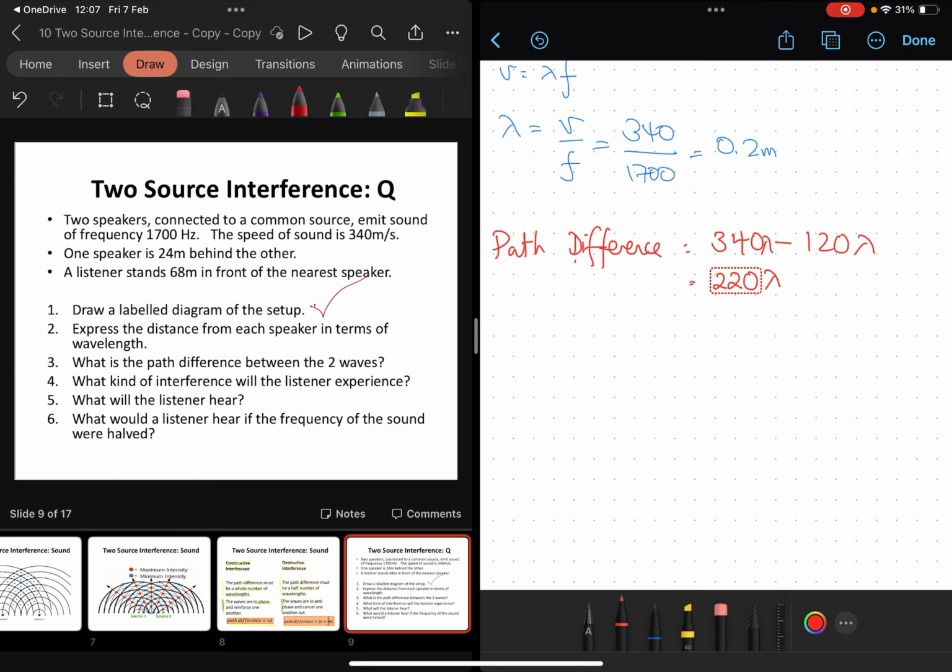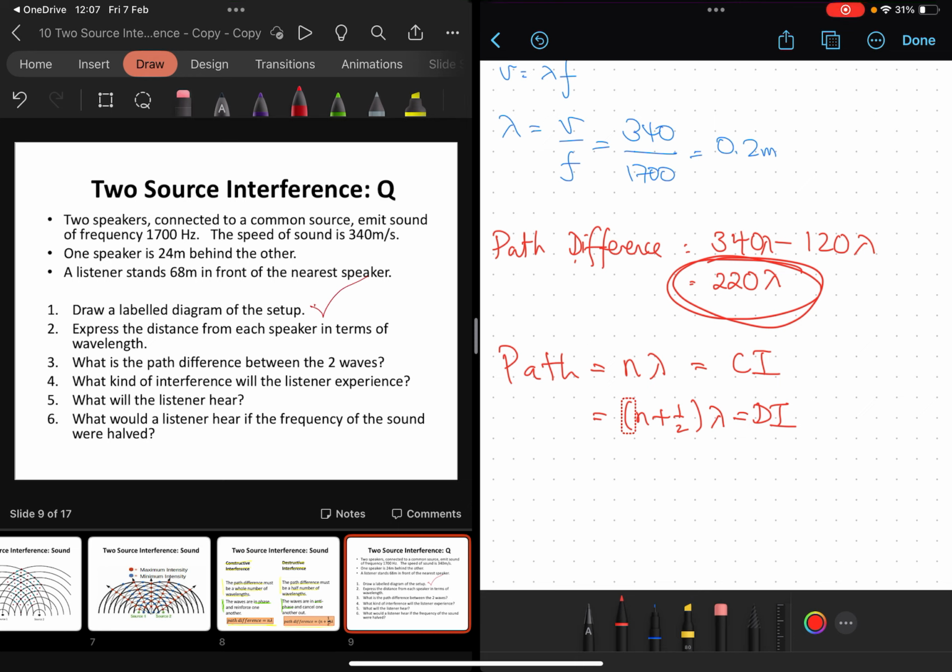Question 4. What will we experience? Okay. If the path difference is n lambda, we get constructive interference. If the path difference is n and a half lambda, we get destructive interference. Now I'm looking at this 220 value here, and it seems to match that criteria. 220 is an exact integer number. n is 220. So in other words, we're going to get constructive interference.